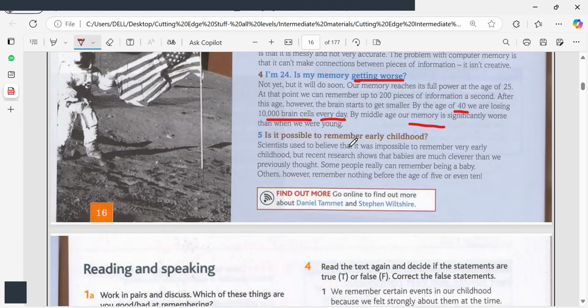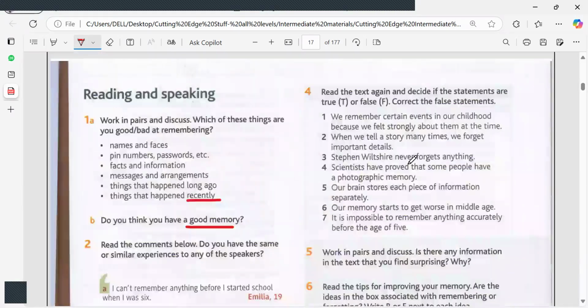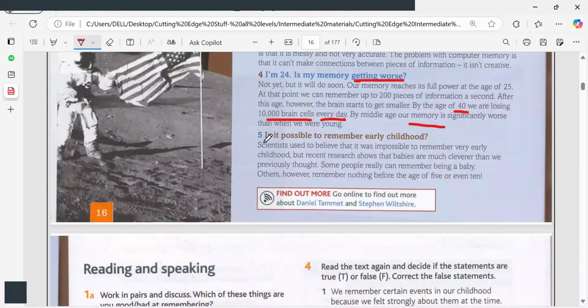And this is the answer. We know this. 7 tips for improving your memory. We do this now. So let's finish the answer, the last question. Is it possible to remember early childhood? It is impossible to remember early childhood. Yes, possible. Read the answer, please.